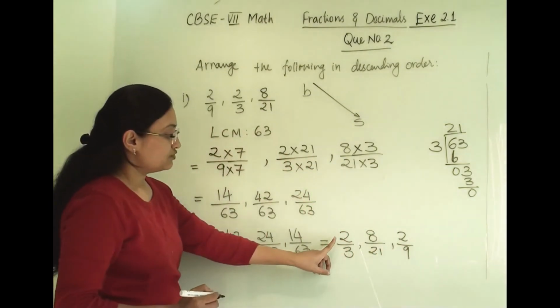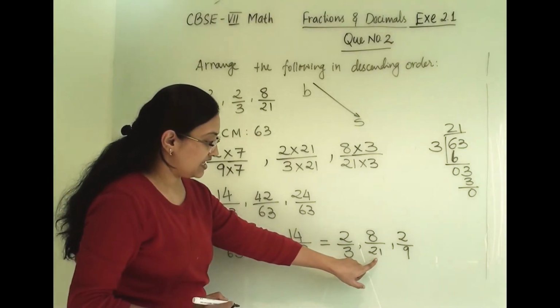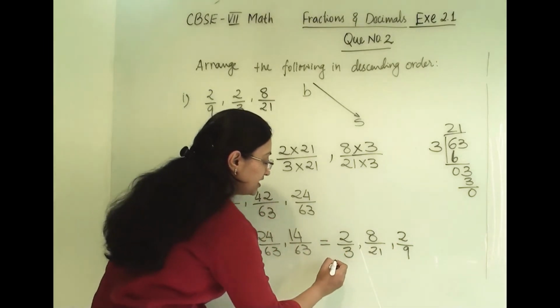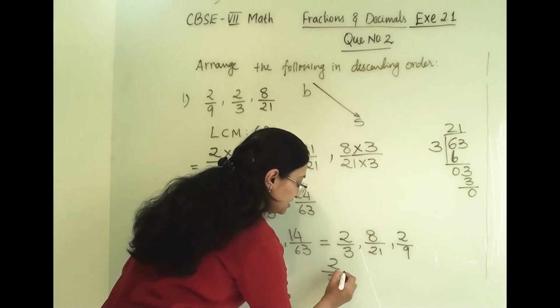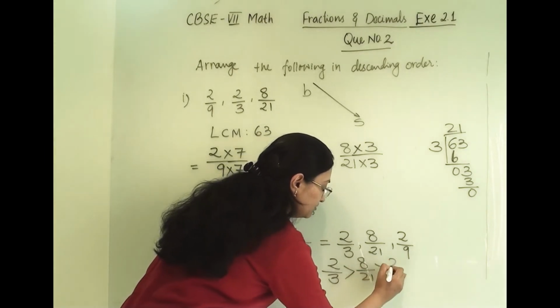So here 2 by 3 is the biggest one. Then comes 8 by 21. Then comes 2 by 9. So here we can also write that 2 by 3 is the biggest, then 8 by 21, and then 2 by 9.